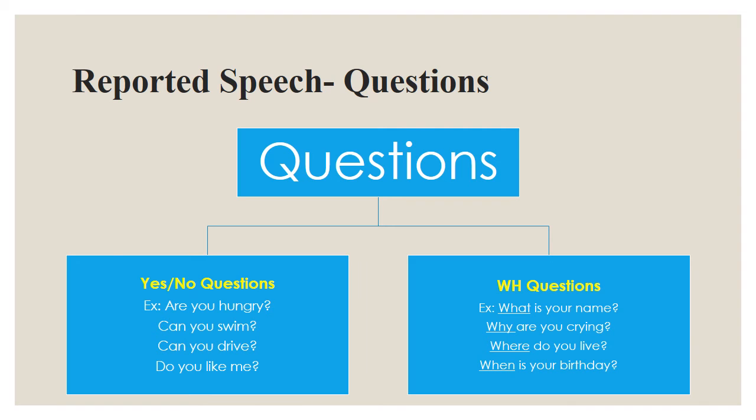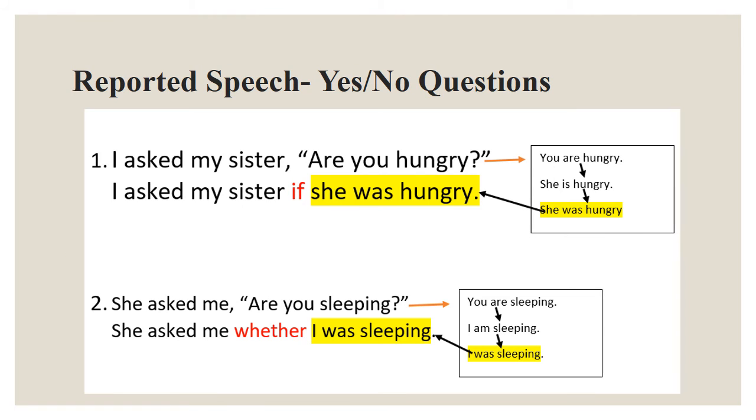Now here I have given you some examples to understand what are yes/no questions and what are WH questions. Simply, yes/no questions are the questions that provide the answer yes or no. And the WH questions are the questions that start with a WH word. Okay, let's go to the next slide. Now let's discuss how to convert yes/no questions into reported speech. Look at the example 1. I asked my sister, are you hungry?